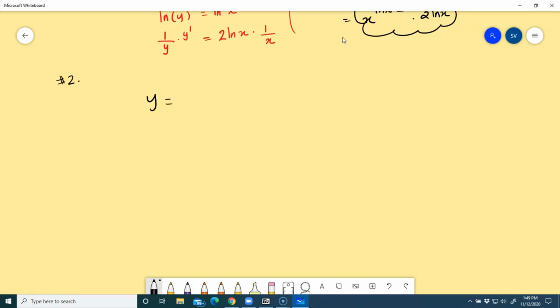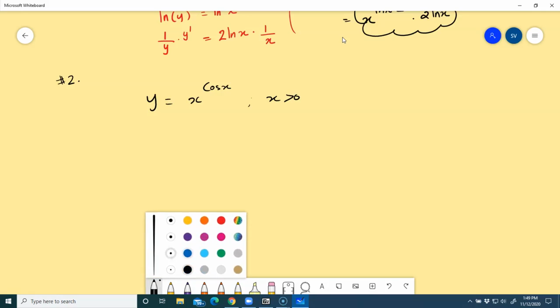Y is equal to x to the power cos x, with the condition x greater than 0. The condition is there because if x is 0, the whole scene will change, so nothing is there to differentiate. So we can refresh our memory. What is our first step? We have to apply natural log on both sides.